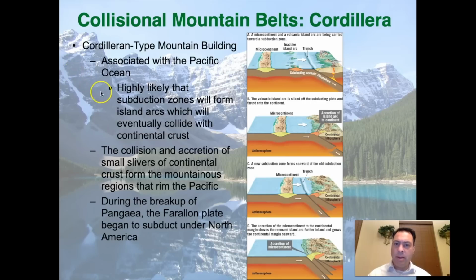And this is based upon the idea that it's highly likely that subduction zones that are occurring out in the middle of the ocean will form island arcs, which will eventually collide with continental crust.